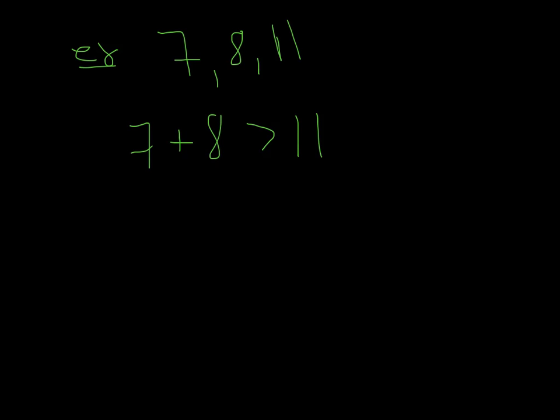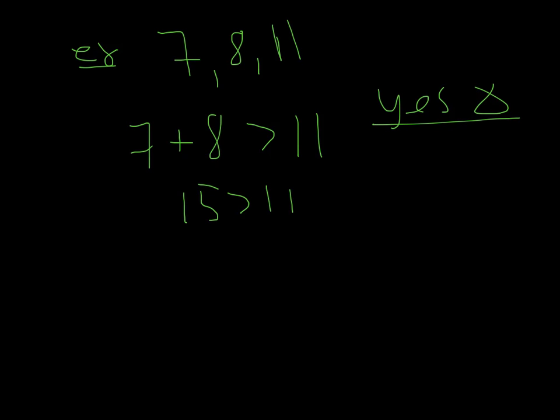Well, if it's not a right triangle, that means it must be acute or obtuse. So let me try three other sides. Different example. 7, 8, and 11. So first we're going to check, does it form a triangle? Once again, this is not the Pythagorean theorem. Is 7 plus 8 bigger than 11? 15 is bigger than 11. So yes, we have a triangle.